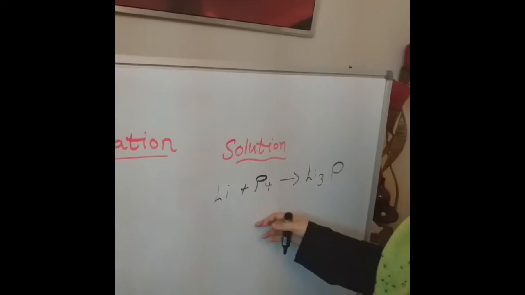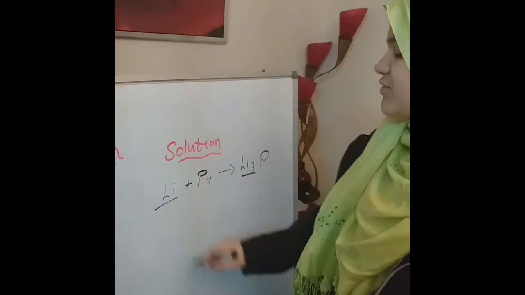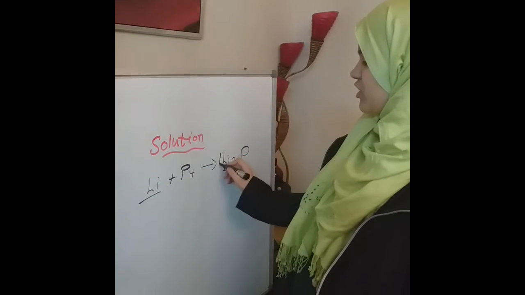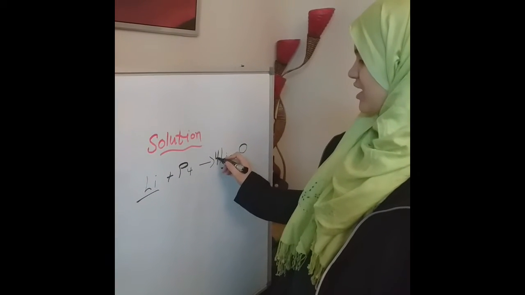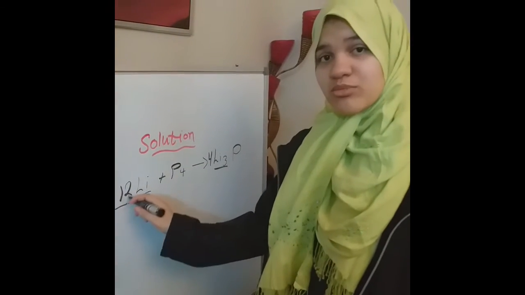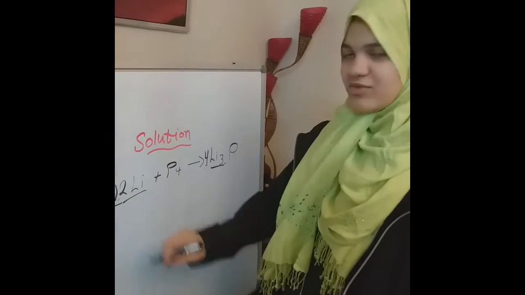So let us go to balancing. Here we have 3 and here we have nothing for lithium. If we want to balance it, we will add 4 here and we will add 12 here. Why do I add 12? Because 4 times 3 is 12.